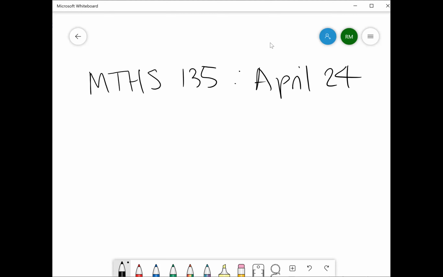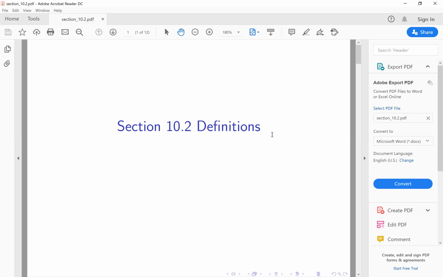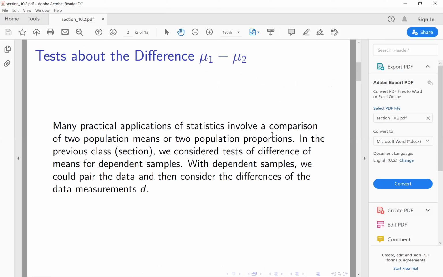Today, we're going to be talking about two-sample t-tests that are not paired. So many applications of stats involve comparing two population means, men versus women, underclassmen, upperclassmen, U.S. citizens, non-U.S. citizens, people below the age of 50, people above the age of 50. In the previous class, we considered tests for differences where the means were taken from dependent samples. With dependent samples, we could pair the data and then consider the differences, D. But today we're going to talk about independent samples. So let's take a look at what that means.